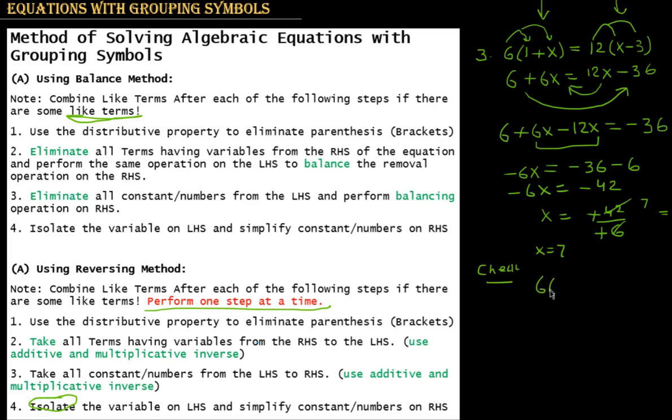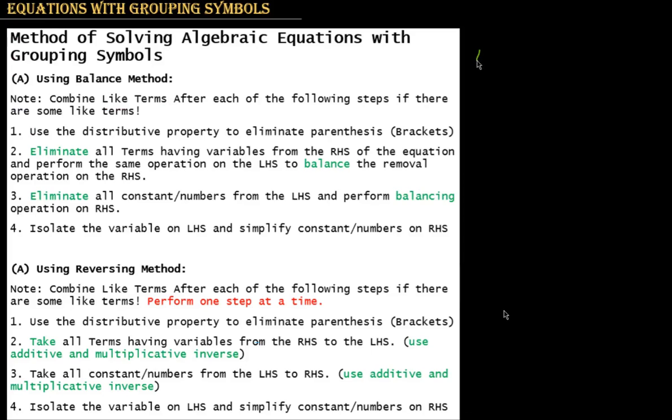6 times (1 plus x), where x is 7, equals 12 times (x minus 3), where x is 7. 6 times (1 plus 7) is 8. 12 times (7 minus 3) is 4. So 6 times 8 is 48, and 12 times 4 is also 48. So it means left hand side equals right hand side, and our answer was correct.